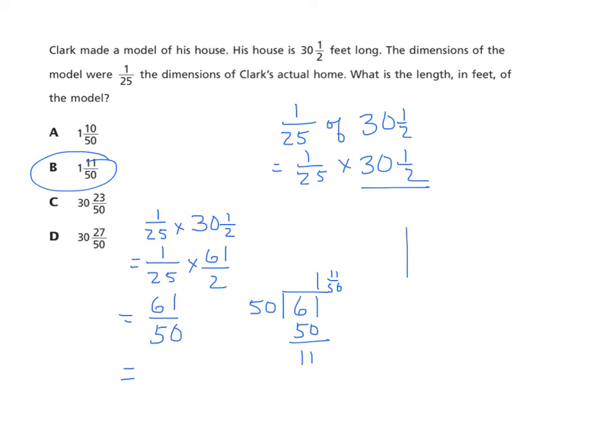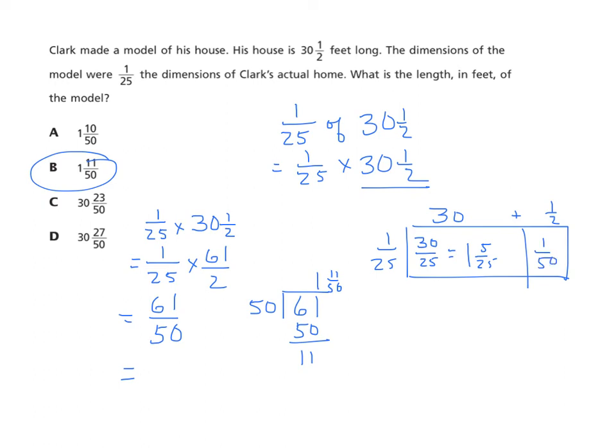Demonstrating the area model, I have 1/25. Decompose my 30 into 30 plus 1/2. 30 times 1/25 is 30 25ths, which equals 1 and 5 25ths. And 1/2 times 1/25 is 1 50th. Okay, so we find the sum, 1 and 5 25ths plus 1 50th. We're going to have to change my 25ths to 50ths.